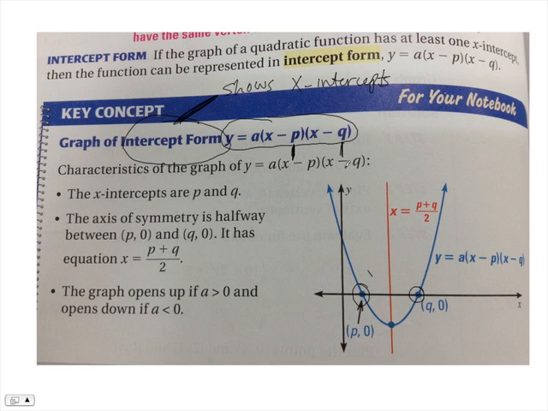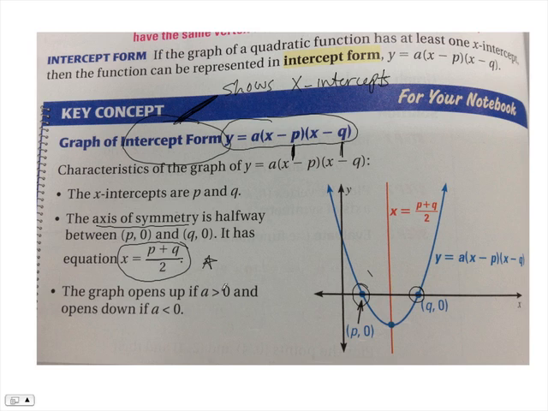But how do you find the axis of symmetry for one of these? That's a little bit different. So you want to write this down right here. The axis of symmetry is halfway between p and q. So look what we do. We take p plus q and divide by 2 because it's halfway in between. So therefore, we have our axis of symmetry is this. Don't use negative b over 2a because that doesn't apply here. If you've got intercept form, please use this to find your axis of symmetry.